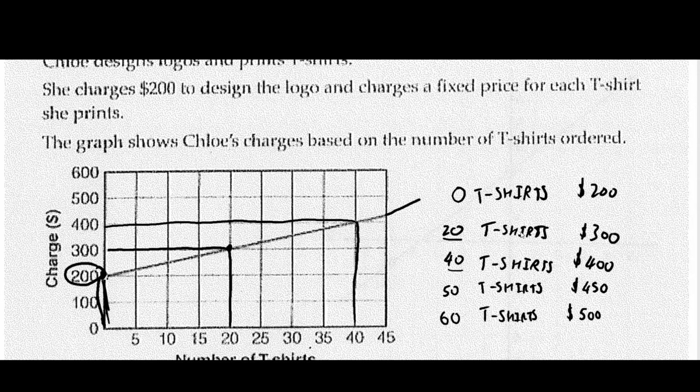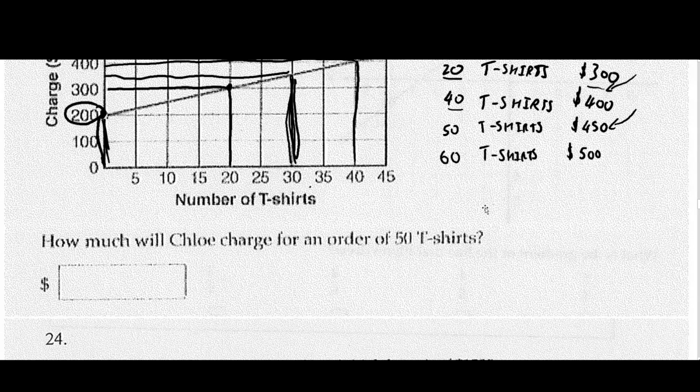All right, so let's look at 30 t-shirts. 30 t-shirts here, that line there is 350. Okay, so 30 t-shirts will be right in the middle there, in the middle here. So 50 t-shirts is in the middle there. So it's $450.